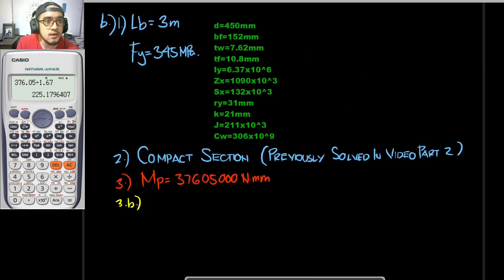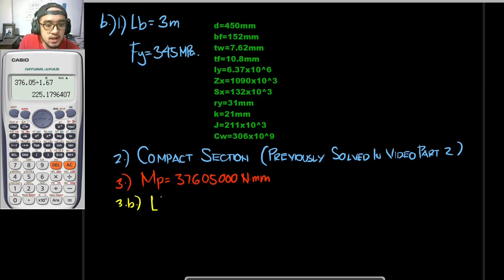Once again, for step 1, we have already listed the parameters from the previous video. As for the second, we have already concluded that our section is indeed a compact section, previously solved in the previous video. And our plastic moment would be 3,760,500 Newton millimeters.